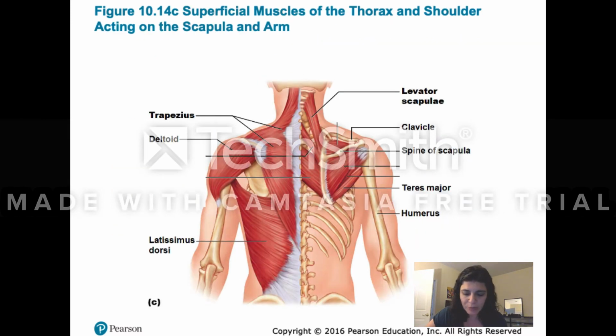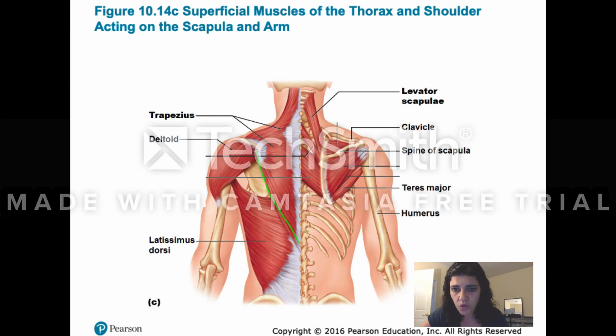Now let's talk about the posterior thorax. From the posterior thorax, we have the trapezius, with many different insertions. The trapezius is responsible for retracting the scapula and rotating the scapula when you rotate the arm. Whatever gives scapula movement is going to end up allowing arm movement. Makes sense, right? So it's arm rotation.